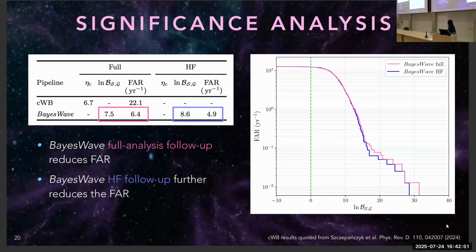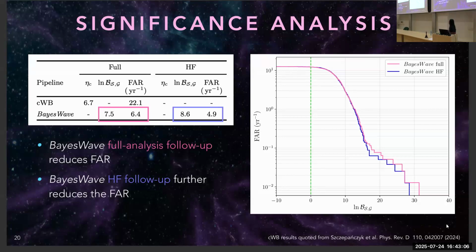And then when we run Bayes wave, because we're doing that follow-up again, we only follow up events with false alarm rate less than 22.1. So Bayes wave obviously has a lower false alarm rate, but by quite a bit. It's now dropped down to 6.4. So that's almost a factor of 4.